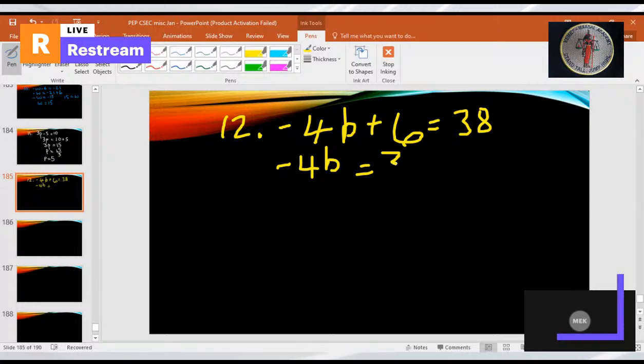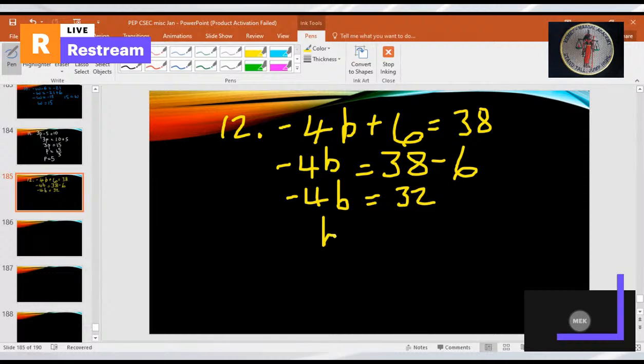So I'm going to have negative 4b, and 38 minus 6 is 32. I need to get off the negative 4. I'm multiplying the 4 and the b, so I need to divide when I move it to the next side. I remember we do the opposite operation.